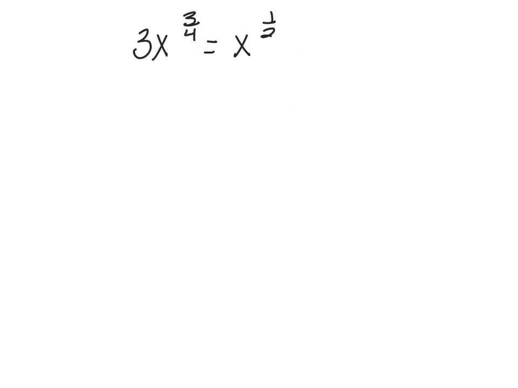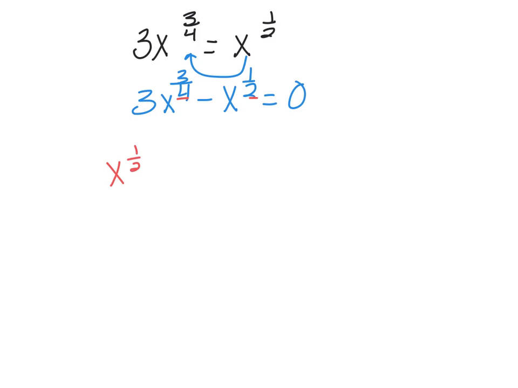The next problem, this one's a little bit more difficult because we're going to do some factoring. But for us to factor, the first thing we're going to do is set it equal to 0. So 3x to the 3/4, I'm going to subtract x to the 1/2, and I'm going to set it equal to 0. The next piece is I'm going to look at the two of these, and the smaller one is x to the 1/2, which means I'm going to factor x to the 1/2 out of each. And that really means I'm dividing it out.